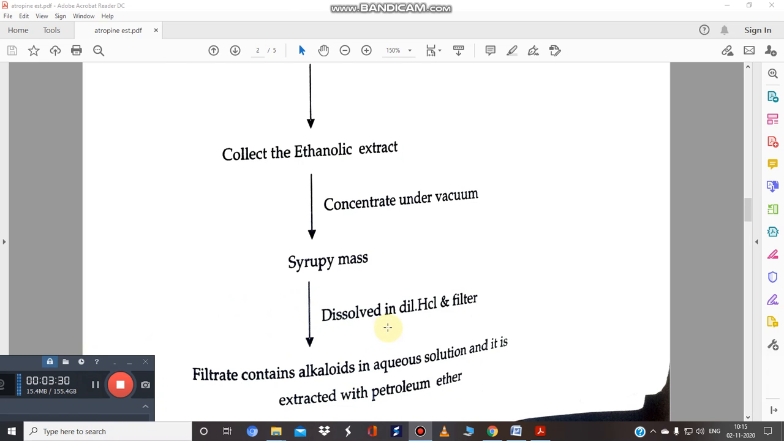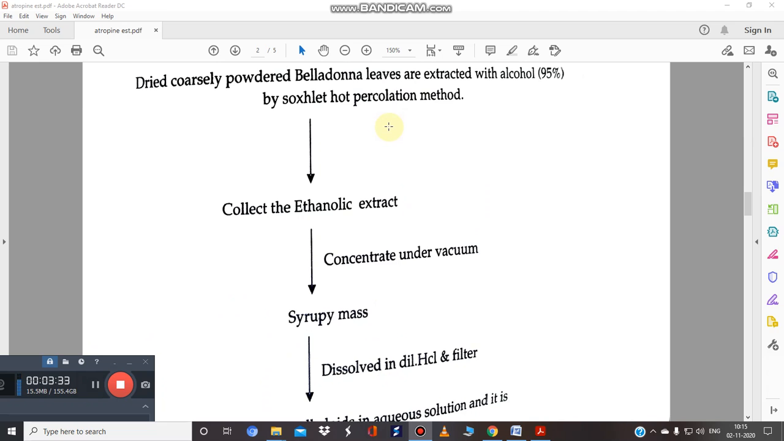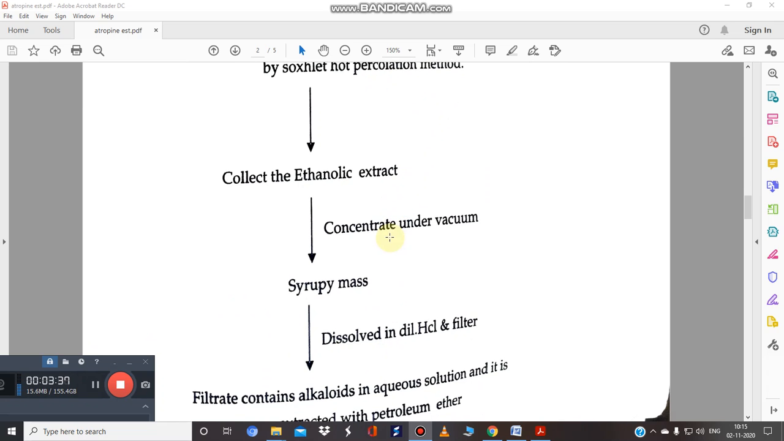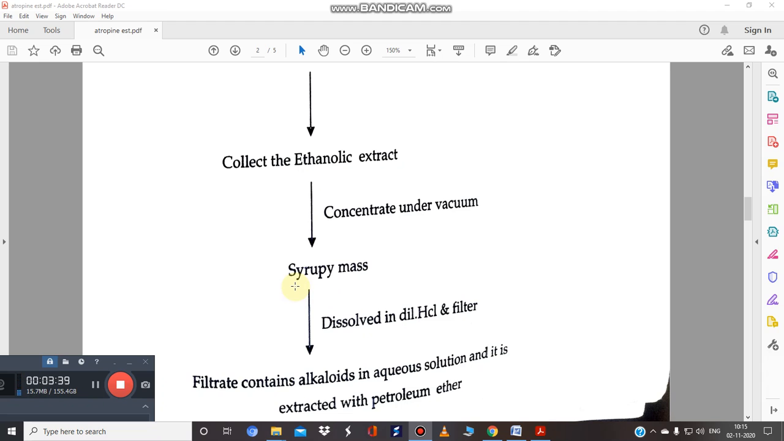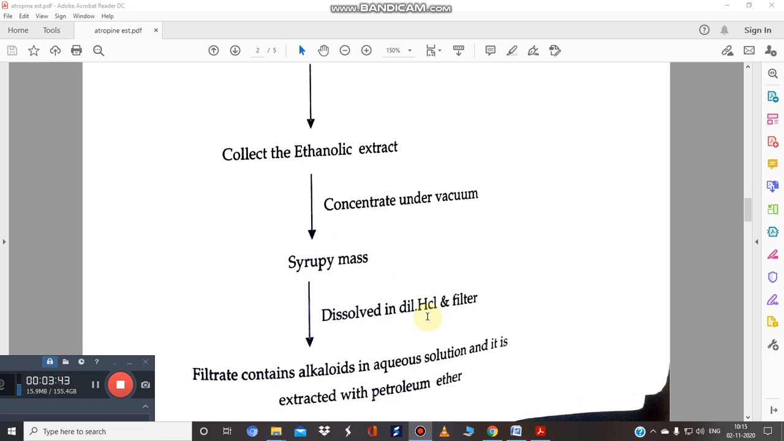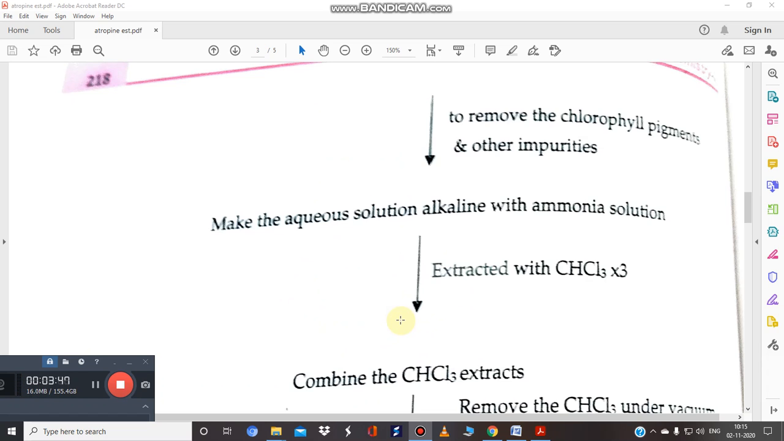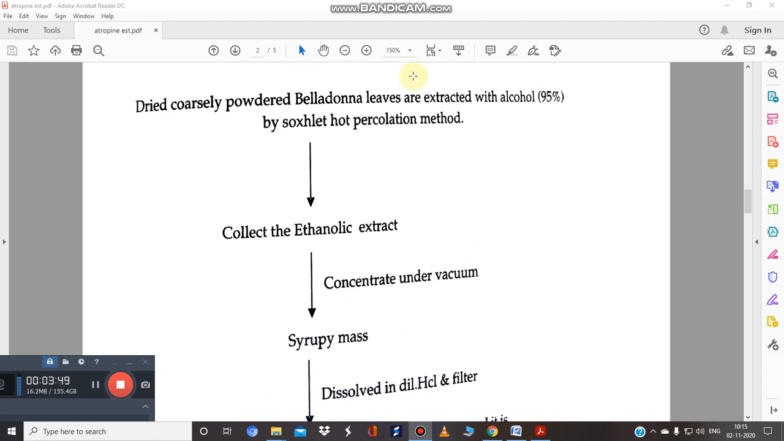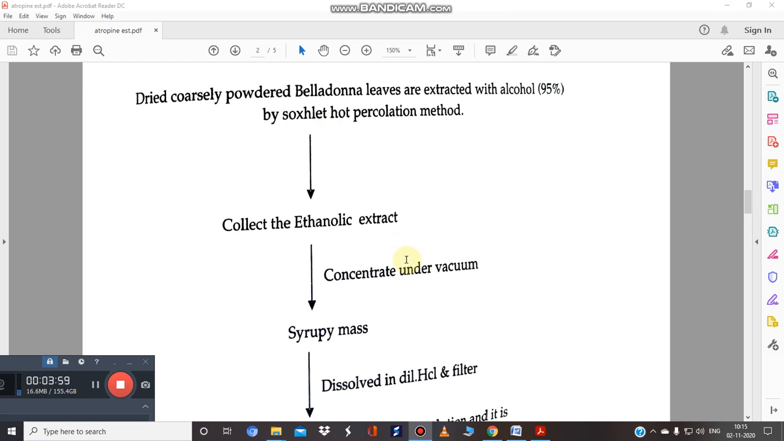So what will happen? First, the drug is taken and extracted with alcohol, then concentrated, and you obtain a syrupy mass. Then you add HCl, which leads to salt formation. As we know, here we have used the leaf, so this drug is a mixture of different plant pigments, like chlorophyll also. So first of all, we have to remove those particular pigments.